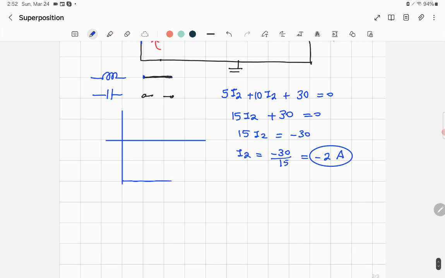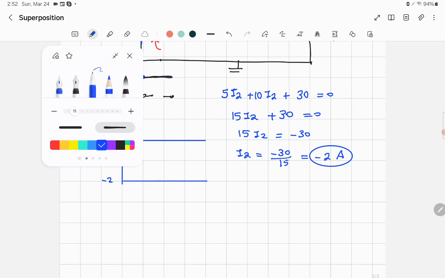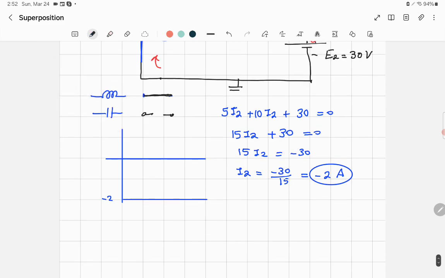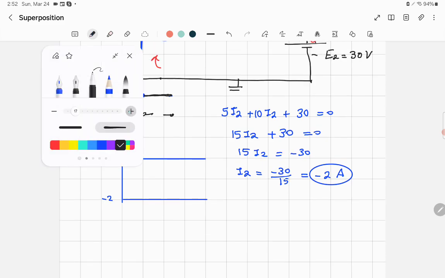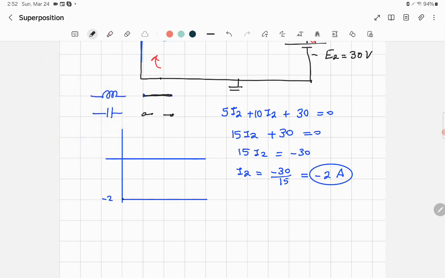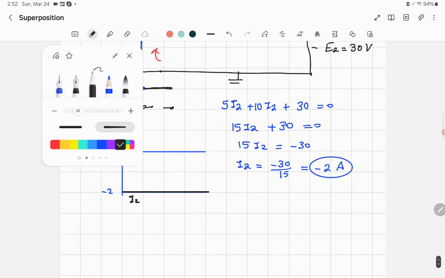So you comment at negative 2. Make a line like that. Okay, let's change the color. That's I2. Now I want to find I1 plus I2. So how will I do it? I'm going to add them.